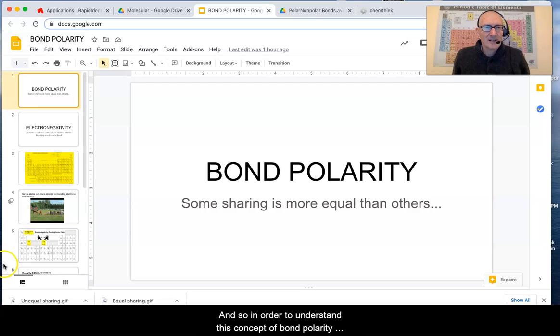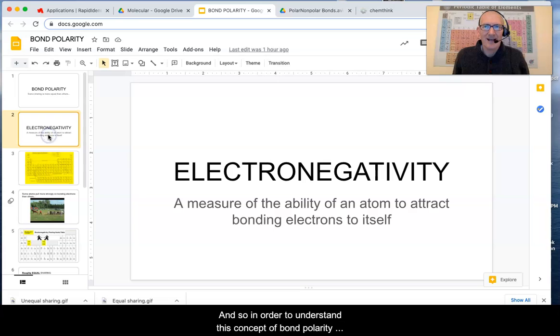And so in order to understand this concept of bond polarity, we really do need to get at another idea, which is electronegativity, all right? And this has nothing to do with positive and negative charge or being someone who's down on everything, no negativity. It's the measure of the ability of an atom to attract bonding electrons to itself. All right, and we'll use this idea of electronegativity to determine whether or not a bond is going to be a nonpolar or polar covalent bond, or possibly even an ionic bond.